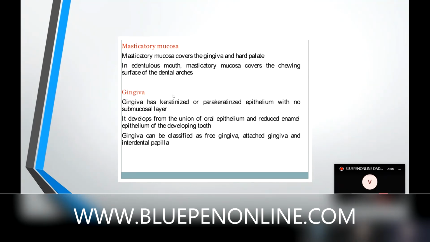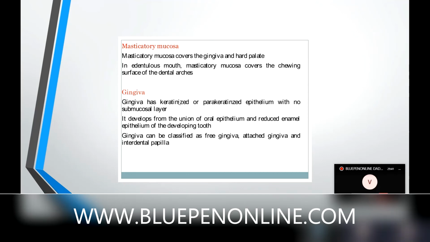So coming to gingiva, gingiva has keratinized or parakeratinized epithelium with no submucosal layers. What is the difference between orthokeratinized and parakeratinized epithelium? In orthokeratinized epithelium, the topmost layer cells do not have nuclei. If there is absence of nuclei, that is orthokeratinized. If there is pyknotic or very small nuclei, that is called parakeratinized.